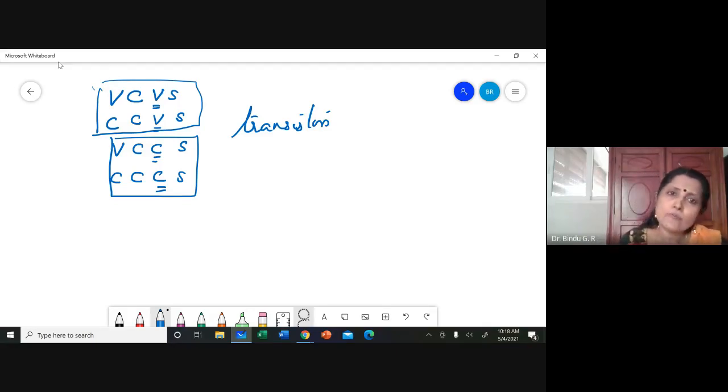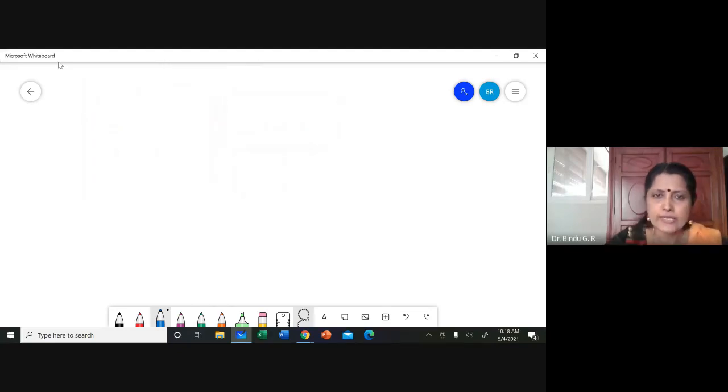And also there are ICs, integrated circuits. All those come under active elements. Okay. This is just an introduction. Now coming to a very important case.